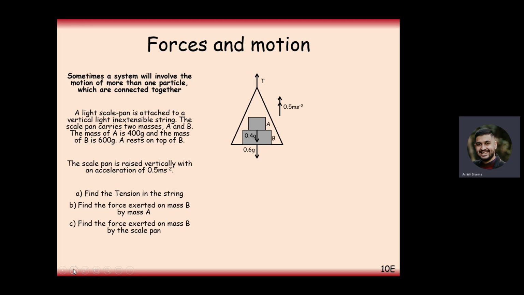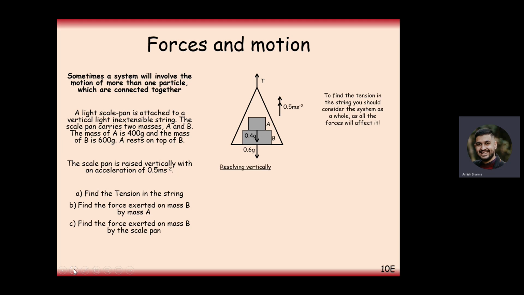So for part A, they're asking us to find the tension in the string. Now, the advice given in this particular example is that to find the tension in the string, you should consider the system as a whole. Why do we do that? When you've been taught Newton's third law and connected particles, it's good to take the system as a whole when you want to find an overall force that's causing a movement. When you want to find individual forces, it's good to zoom in on particular objects.